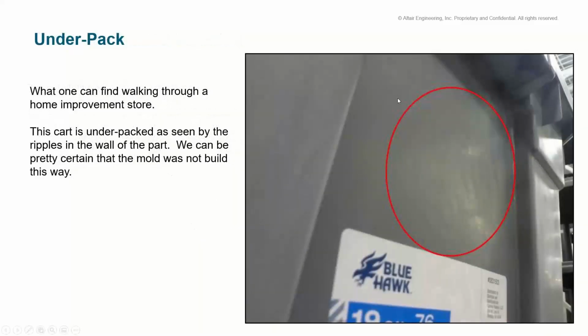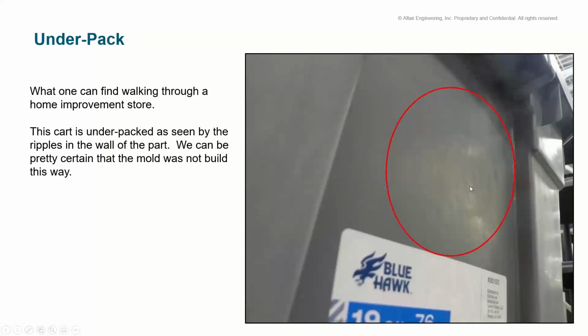Here we see a case of underpack, right? Either the pressure was cut off too soon and material flowed back into the runner system, or they shut, say, a valve gate without putting enough pressure in it. There just simply was not enough pressure in here to pack out the part, and so you see this ripple. There's a bunch of ripples in the side of this wall. It's a little hard to see here in the picture, but it's there.